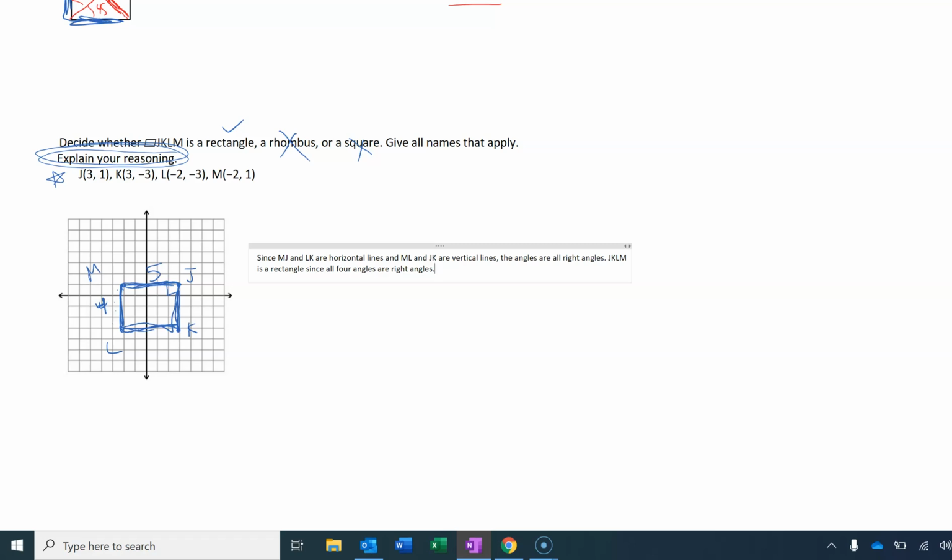You may need to say, like, MJ and LK, they're horizontal lines. But you might need to say they both have a slope of 2/3, or they both have a length of 5, or whatever you're saying. Be sure you include the mathematics in your explanation, and be sure that your explanation would make sense to someone else who hasn't been listening to the lesson. All right? Okay, let me know if you have any questions.